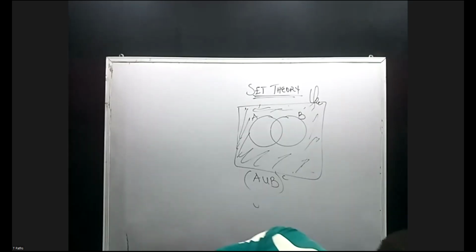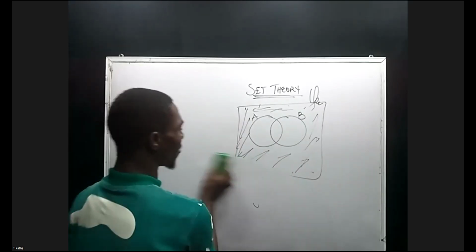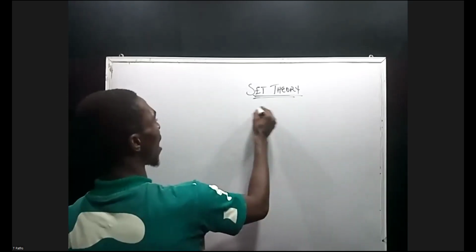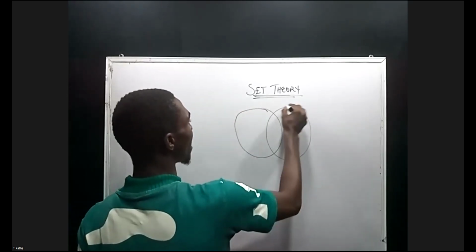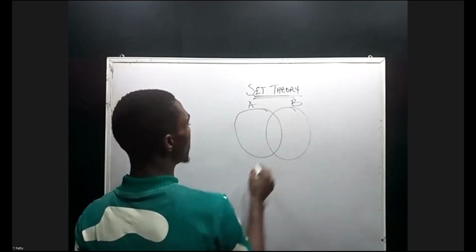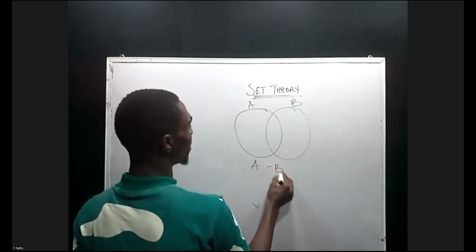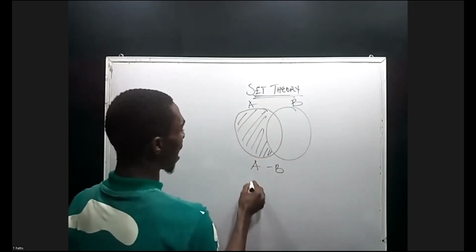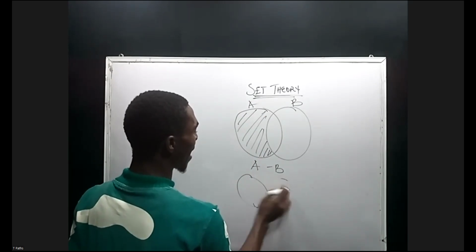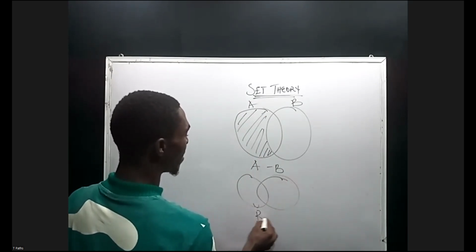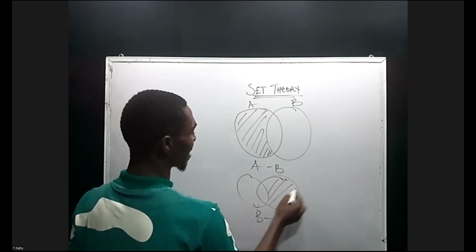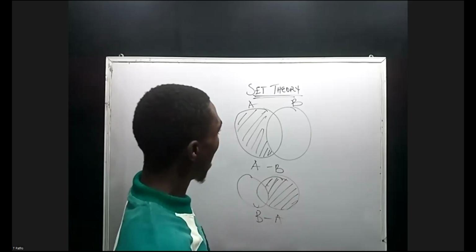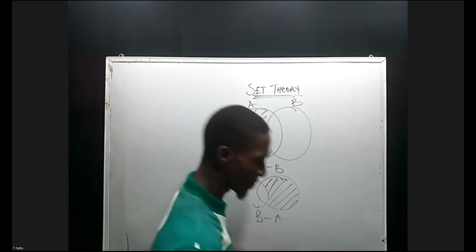Now, we have one other one, which is the difference. Yes, I told you that I will show you what the difference is. If you are looking for the difference of A and B, if I say A minus B, it means you are giving me the answer for A only. Now, if I give you B minus A, it says that you are giving me the answer for B only. I hope I've made myself clear.